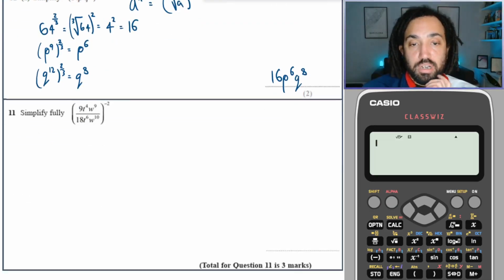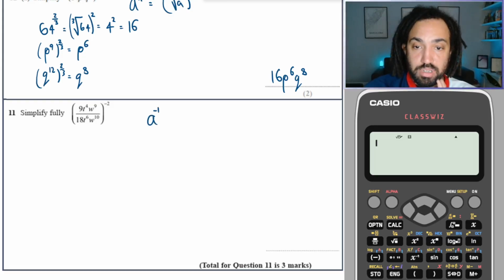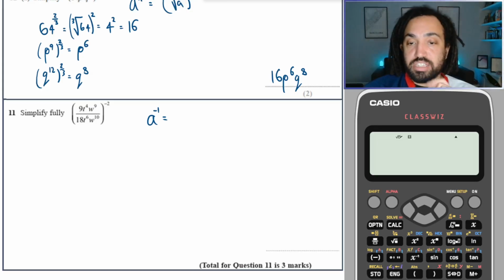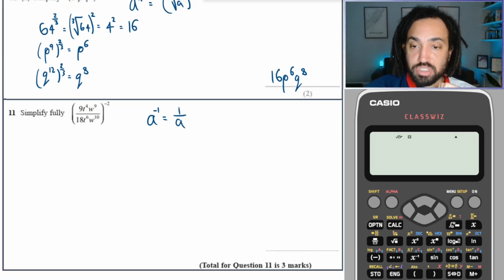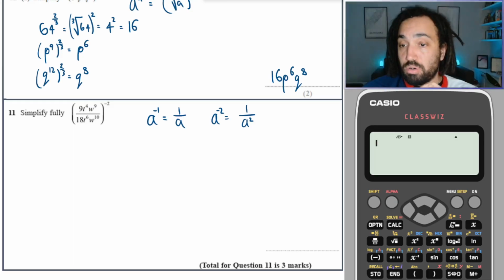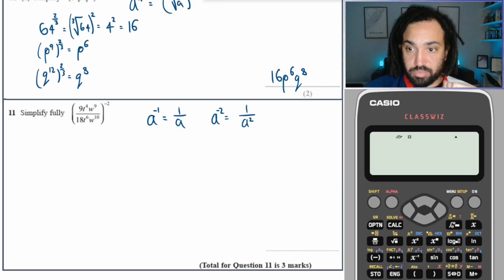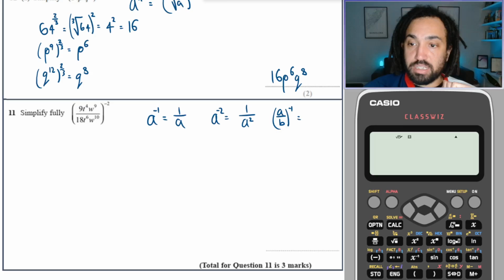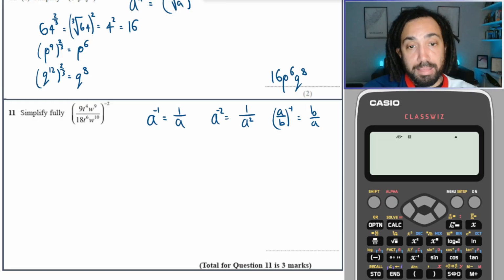Okay, final part of this page. We've got a negative power here, which again is a new rule. And a to the minus 1 is 1 over a. It's the reciprocal. Or a to the minus 2 would be 1 over a squared. Or if we had a fraction, like for example, a over b, and if that was raised to the minus 1, then that would be b over a. It would be flipped over, the reciprocal.